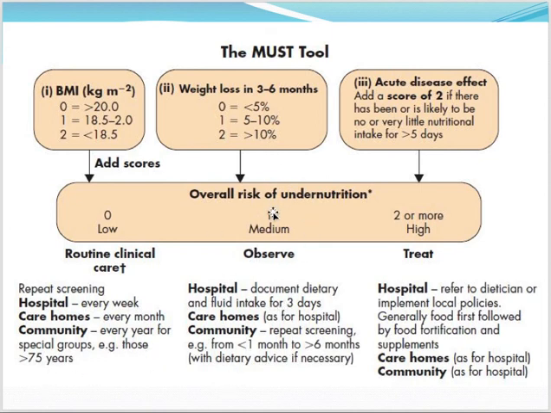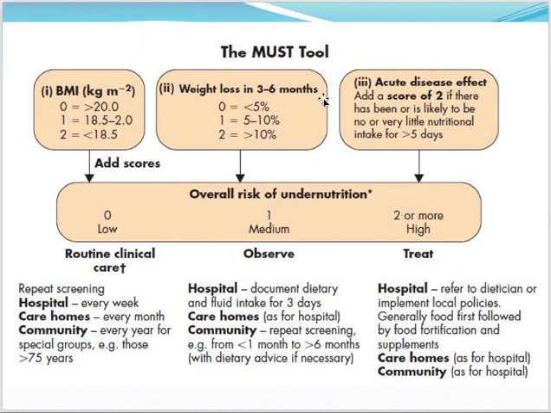Anyone who has a score of 1, observe them. These are the things which we can do. But anyone who has a score of 2 or more, treat them. In hospital, refer to a dietitian. In care homes, refer them to hospital, or in community, refer them to hospital.